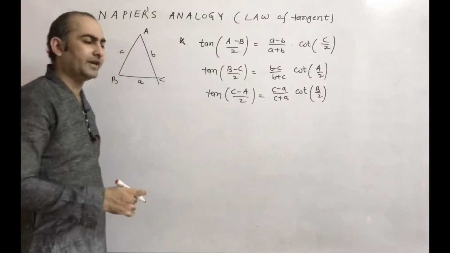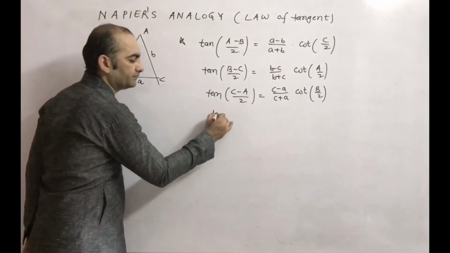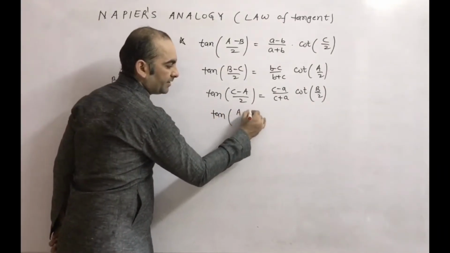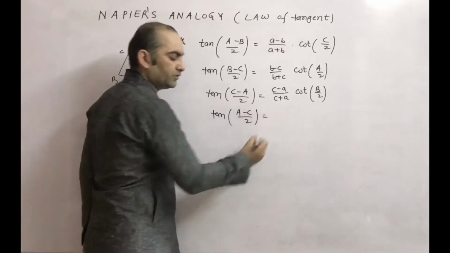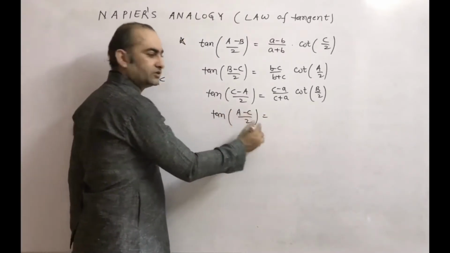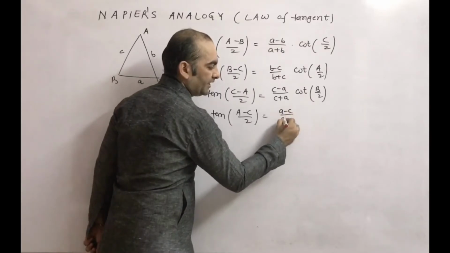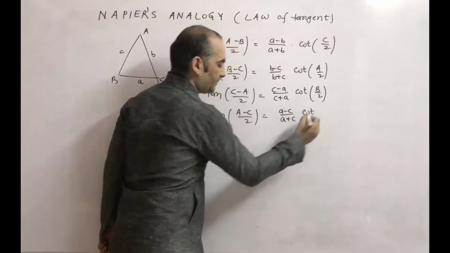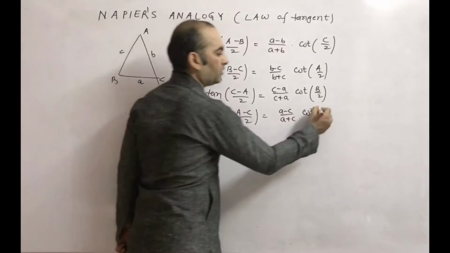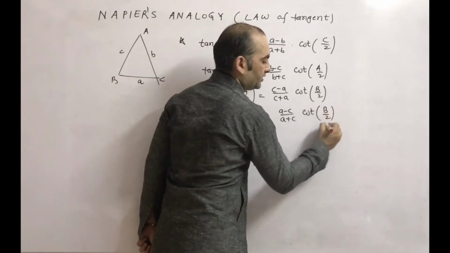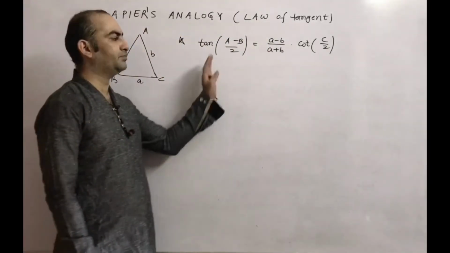For example, if you want tan of (A minus C) by 2, here we have A and C, so it will be (a minus c) divided by (a plus c) into cot of the remaining angle B, so cot of B by 2. This is called Napier analogy. Next we are discussing the proof of this.